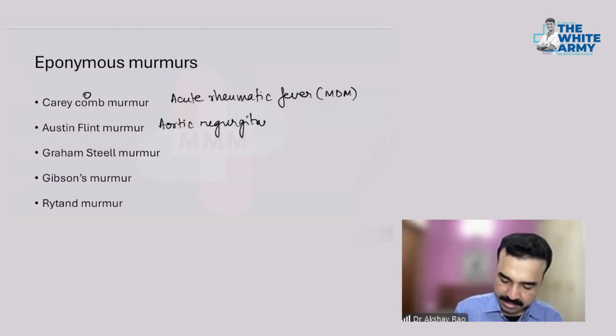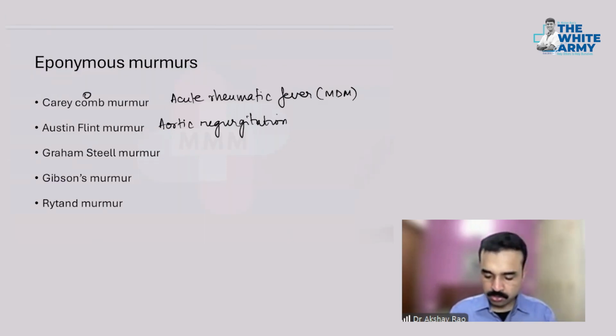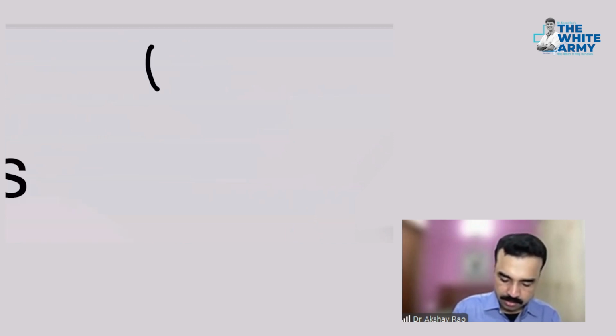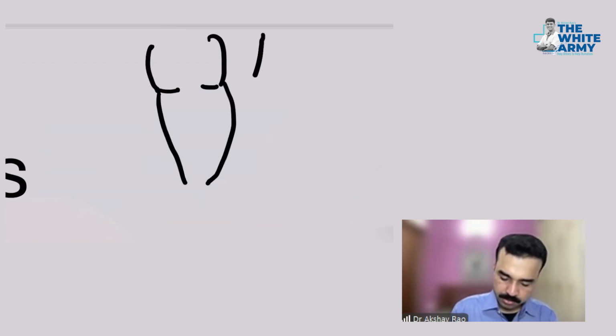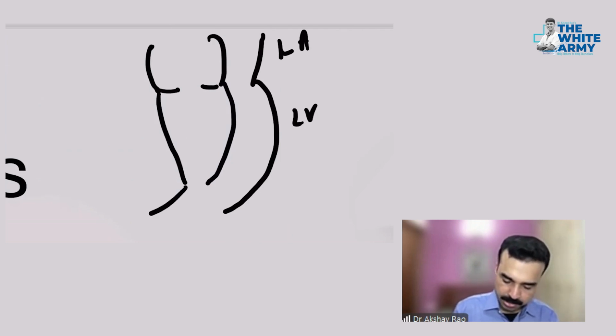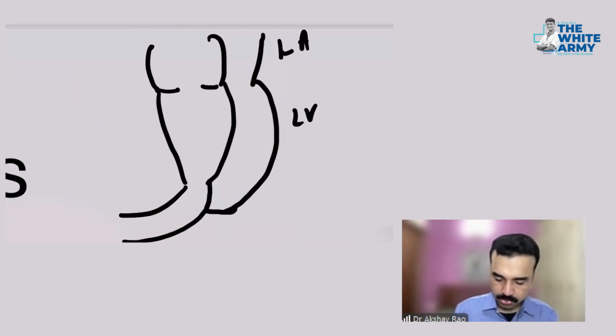So in aortic regurgitation, there is a regurgitant jet. For example, let me show it like this. If this is the mitral valve, this is the left ventricle, and this is the left atrium. And let me represent the aorta over here. This is the aorta, this is the LV, and this is the LA.